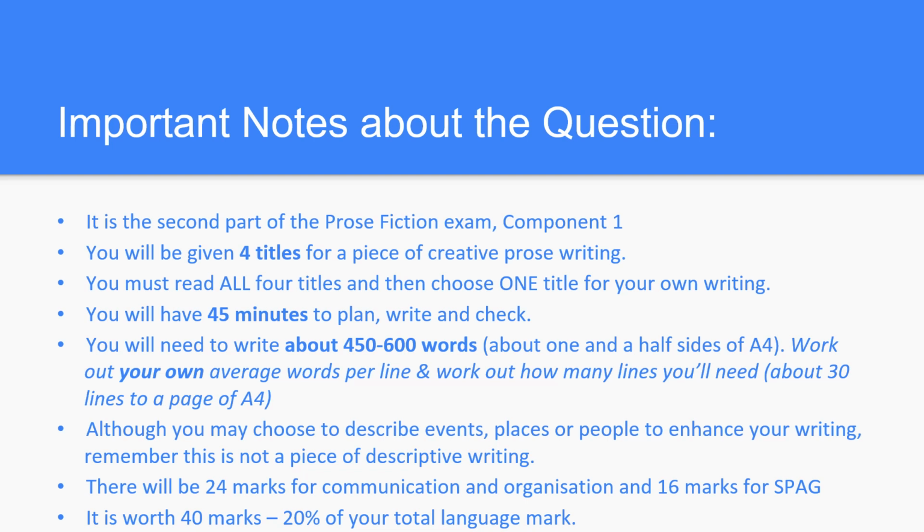You need to write about 450 to 600 words. That's about a side and a half to 2 sides of A4. Don't worry, you don't need to count how many words you put in a line or anything like that. You don't need to be very, very strict to the word count, but just make sure that you're writing between a side and a half to 2 sides of A4, because you need that amount of writing to make sure that you complete a full narrative, and I'll talk more about that later.